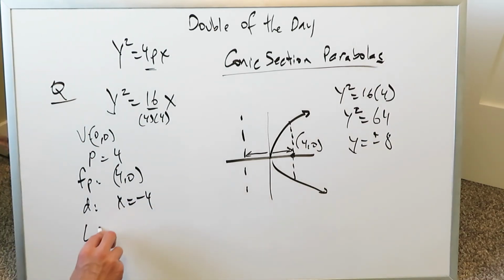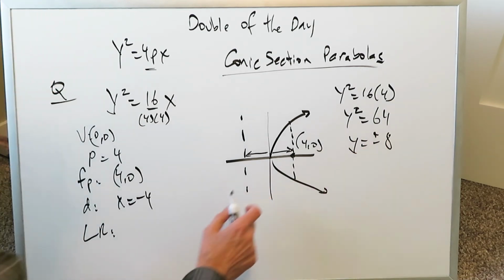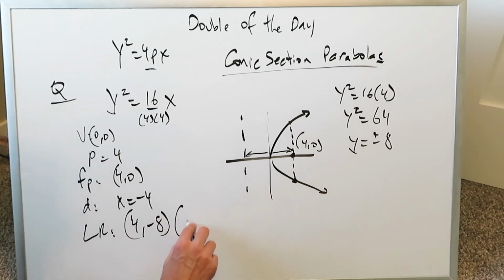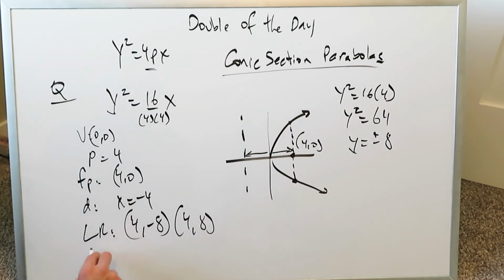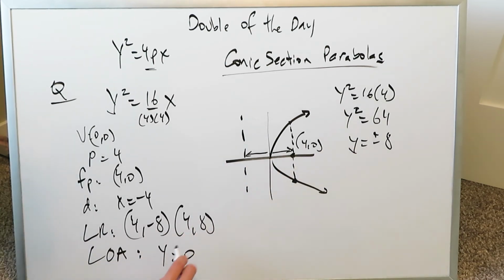Now you have to write your latus rectum in the proper way. This is giving you a plus and minus for your y coordinates, but the x coordinate is the same in both. It'll be 4, minus 8, which is this point right here, and the other one is 4, 8, which is this point right here. And lastly, your line of axis or line of symmetry, LOS, right here is your x-axis, which is y equals 0.